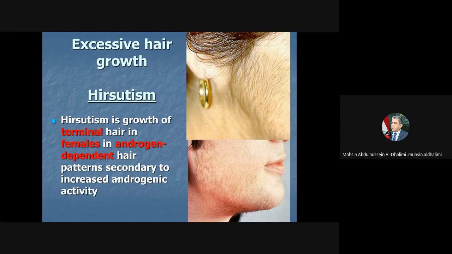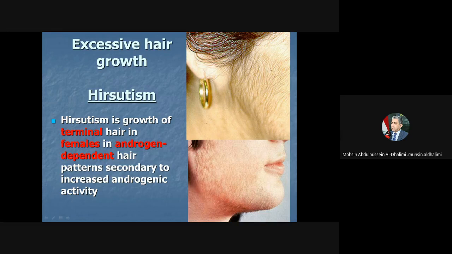Hirsutism by definition, first of all, it is a disease of females. Hirsutism occurs only in females. It is the growth of terminal hair, thick, black hair, not the normal villous hair that present on the face or body of the female. It changes from the villus into black terminal hair. And it should be in the certain areas of the body.